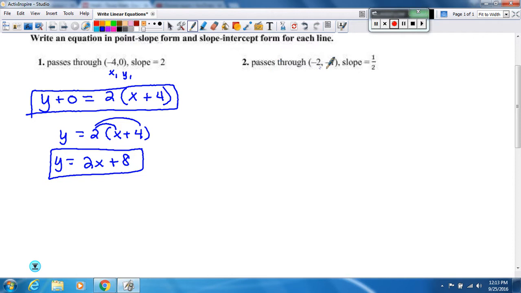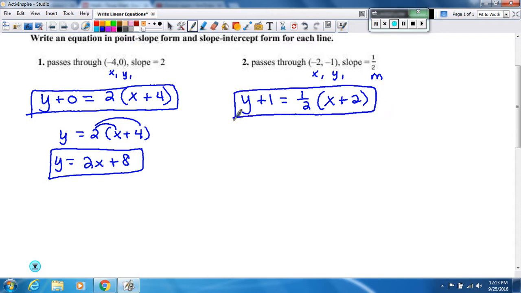Okay, so for this one, I have x sub 1 and y sub 1. And remember, this is m. So I've got y, and the opposite of the y they give you, the opposite of negative 1 is positive 1, equals m, your slope, 1/2. And x, the opposite of the x they give you, the opposite of negative 2 is positive 2. So that is the point-slope form. And I'm going to use that to get my slope-intercept form.